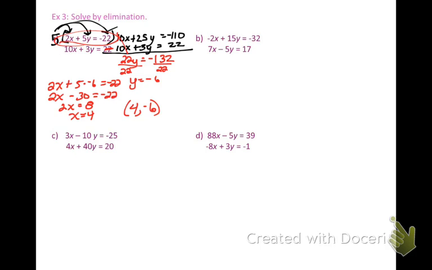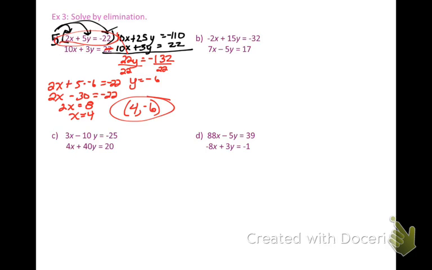All right, so I did the math. So I multiplied 5 times negative 6. I got negative 30, added 30 to both sides. 2x equals 8, and then x equals 4. So your point where they both meet would be 4, negative 6.